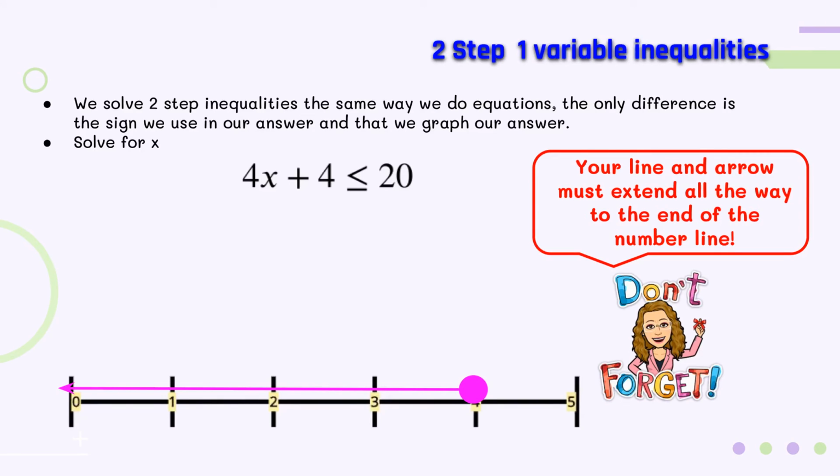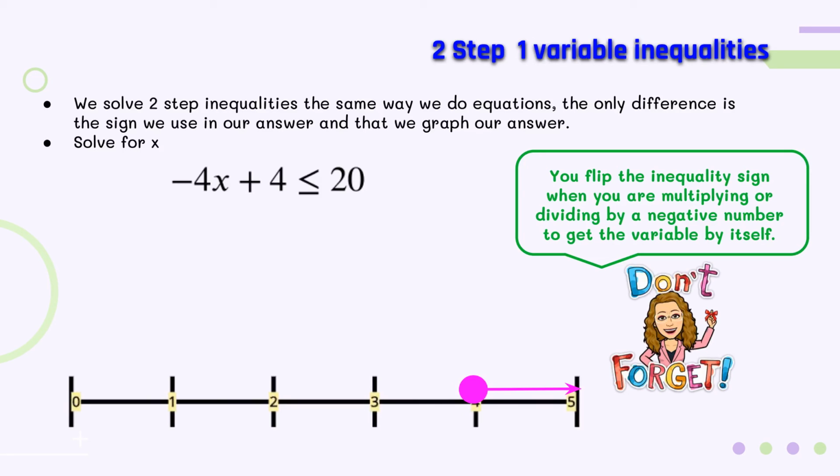So two-step inequalities are the exact same thing. We solve them the same way we do two-step equations. The only difference is the sign that we use in our answer and that we graph our solution. In this example, we're going to subtract 4 from both sides, left with 4x is less than or equal to 16. Divide both sides by 4. We get x is less than or equal to 4. And I graphed it because I had my closed circle and my arrow going all the way to the end of my number line.